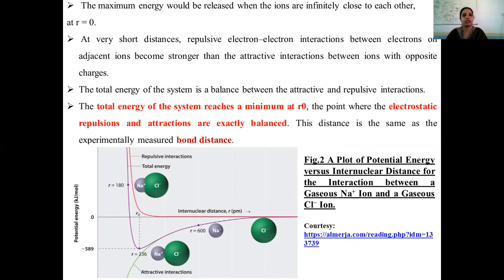Here the maximum energy would be released when the ions are infinitely close to each other, at R equal to 0. At very short distances, the repulsive electron-electron interactions between electrons on adjacent ions become stronger than the attractive interaction between oppositely charged ions. The total energy of the system is a balance between the attractive as well as the repulsive interactions. The total energy of the system reaches a minimum at R0, the point where the electrostatic repulsions and attractions are exactly balanced. This distance is measured as the bond distance or the bond length.